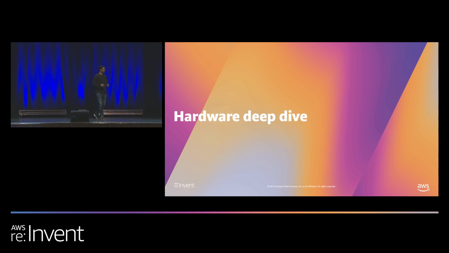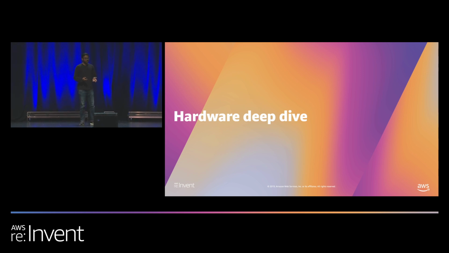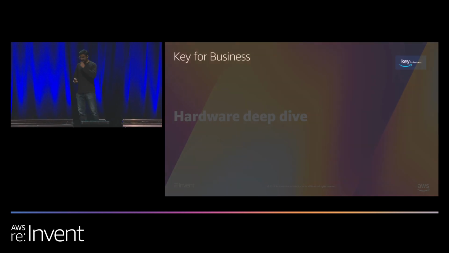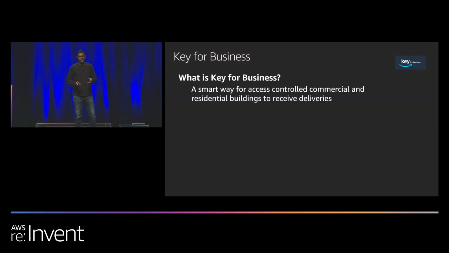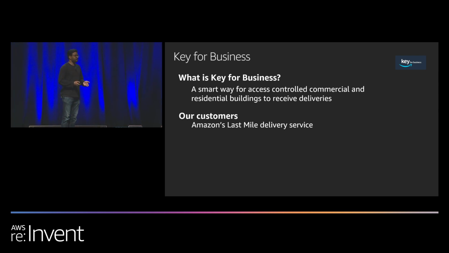Thanks, Rudy. So a little bit of context about Key for Business. We are a team within Amazon, and I guess Rudy already mentioned what we're trying to do. It is essentially to help our customers get their packages delivered on time. The way we do that is by allowing Amazon's delivery drivers to gain entry into access-controlled buildings or package rooms using their mobile phone. We also have an internal customer, which is Amazon's last-mile delivery team.